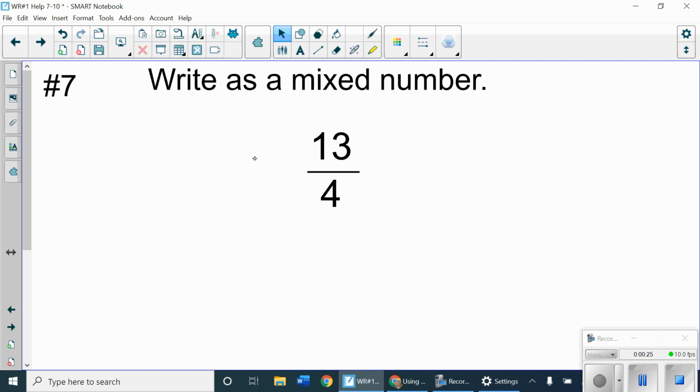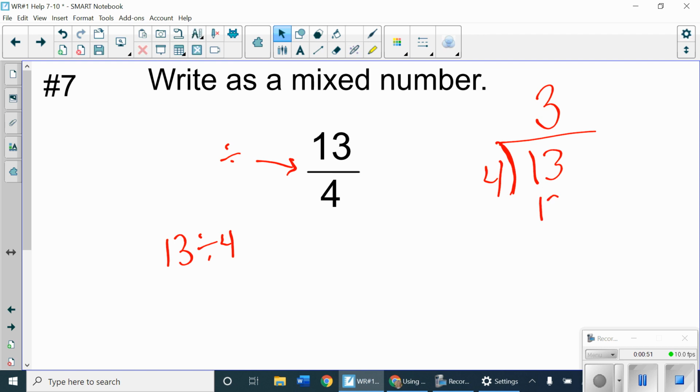What you need to remember is that fraction bar is actually a division question. This is 13 being divided by 4. Now when you set up your long division, it's not 13 goes into 4. 13 is being divided by 4. All right, so 4 goes into 13 3 whole times. That's 12. And your remainder is a 1.